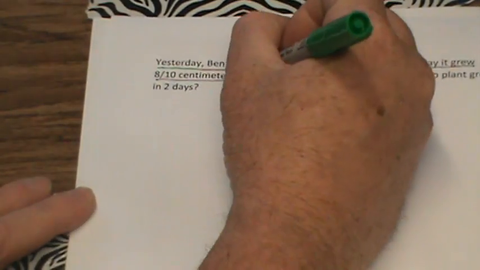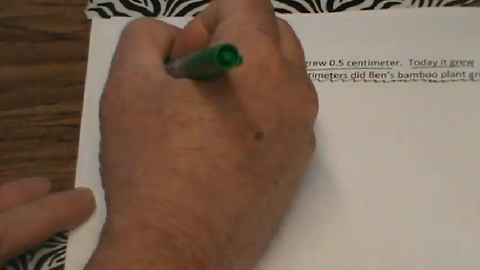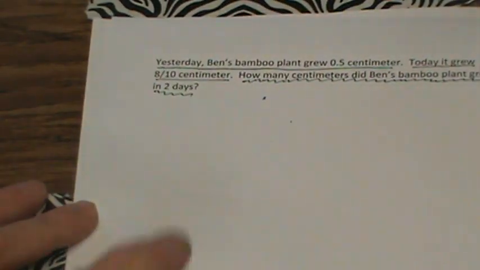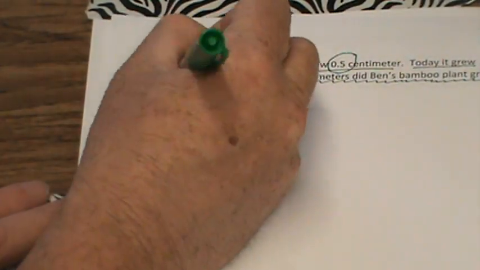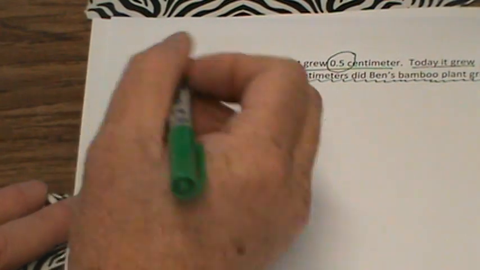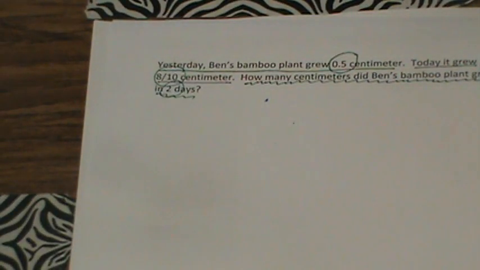And what we need to find out, and I do the squiggly line for this, is how many centimeters did Ben's bamboo plant grow in 2 days? So let's take a look at all of our numbers and circle them. We have 0.5 of a centimeter, 8/10 of a centimeter. Notice this is a decimal and that's a fraction. And 2 days. So we got a lot of figuring out to do. Let's get right on that.